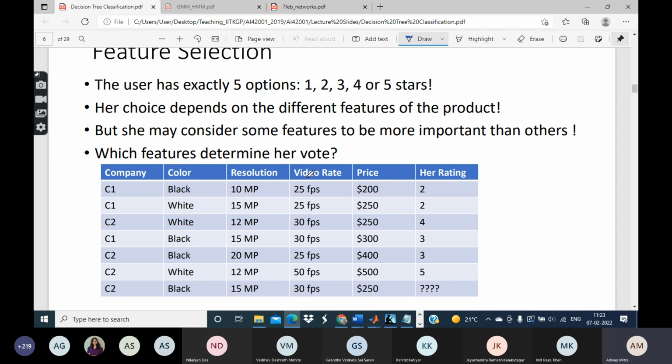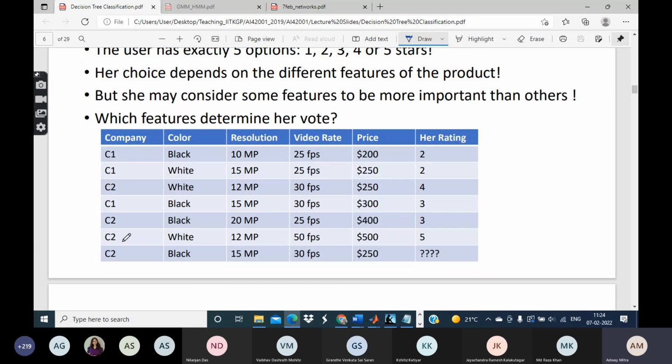So let us say that this is the camera rating history of our user. This user has purchased 8 cameras so far. And you can see that for each of the cameras, we have marked the company. Let's say there are 2 companies. We have also marked the colors, are they black camera or white camera? The pixel resolution, video frame rate, price, and her ratings are also marked. So in 7 cases the rating is known. In the last case the rating is not known. It has to be predicted.